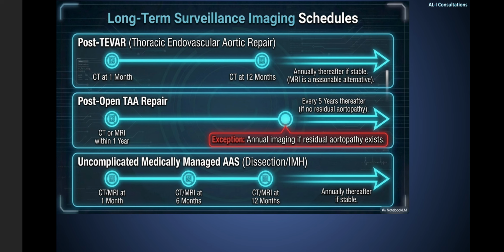Post-TEVAR, you have to get a CT at 1 month and annually, or every 12 months. Post-open repair, CT or MRI at 1 year, every 5 years thereafter. Uncomplicated medically managed dissection, CT or MRI at 1 month and 6 months, then annually after.